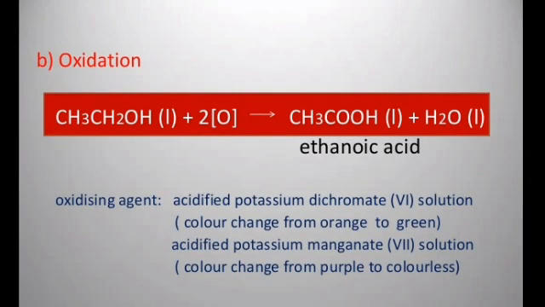The second property is oxidation. Ethanol, when oxidized, produces a carboxylic acid, that is ethanoic acid, plus water. Here we use an oxidizing agent that is acidified potassium dichromate. The color changes from orange to green. Acidified potassium manganate solution can also be used, where the color changes from purple to colorless. These are the two oxidizing agents that can be used in order to convert ethanol into ethanoic acid.